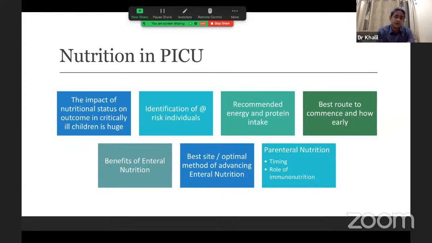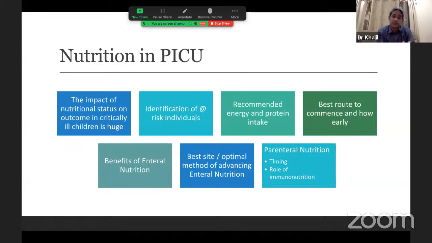So the best way to start is with gastric feeds, because post pyloric feed requires expertise. You need to put a catheter beyond the pylorus, and bolus feeding is not possible with post pyloric feeding. Either you have to give continuous feeding.